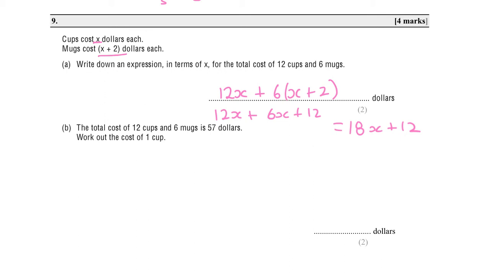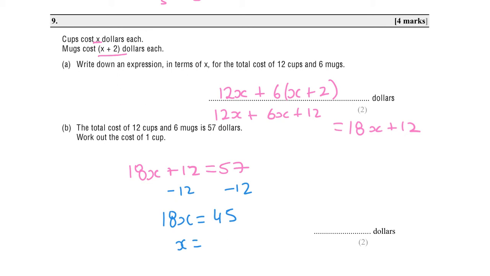Okay. Then it says the total cost of 12 cups and 6 mugs is $57. Work out the cost of 1 cup. So 18x plus 12 equals 57. So I'm going to take away 12 from both sides. So 18x equals 45. Divide both sides by 18.